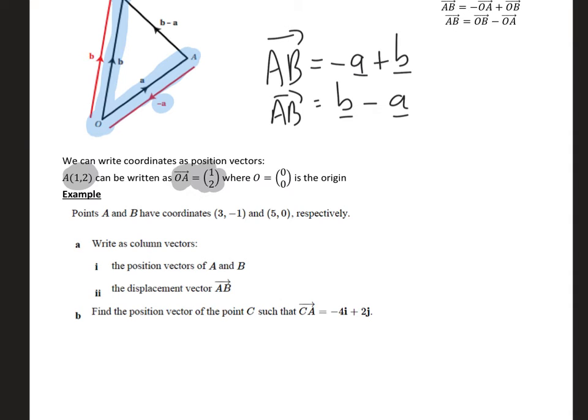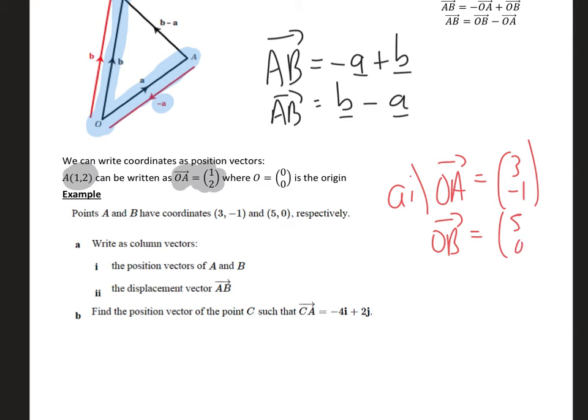So points A and B have coordinates 3, minus 1, and 5, 0. And part A wants us to write as vectors the position vector of A and B. So part A, we have OA is just 3, minus 1, and OB, where O is just the origin, is 5, 0. Simple.